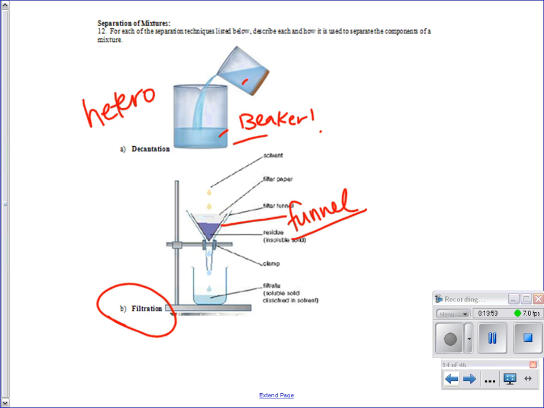Okay, I know you did some funneling, some filtration in pre-AP. So with this, you get a better separation than in decantation. What type of solutions would this be good for? Hetero. Could I use it for homo, like sugar water or food coloring in water? No. What's the problem? They're dissolved. Those molecules are dissolved in pretty much the same size of the water, so they're going to come right through. So we need something a little more advanced for homogeneous mixtures, which we're going to talk about in a minute. But just to continue with this, we're filtering into this beaker.